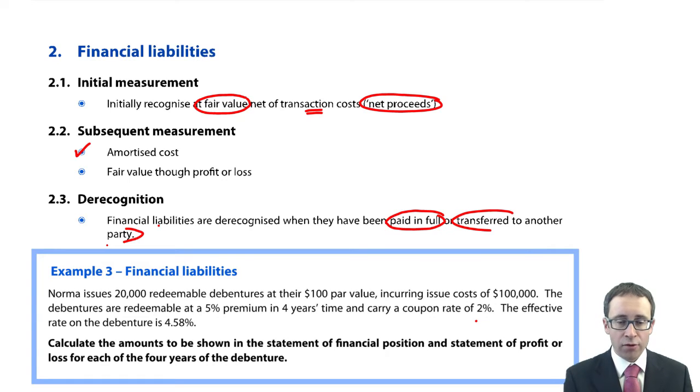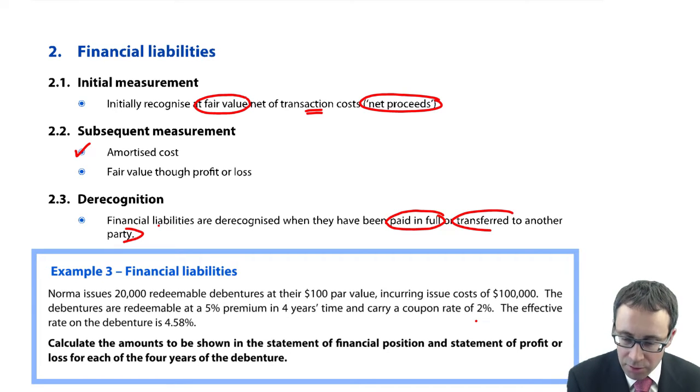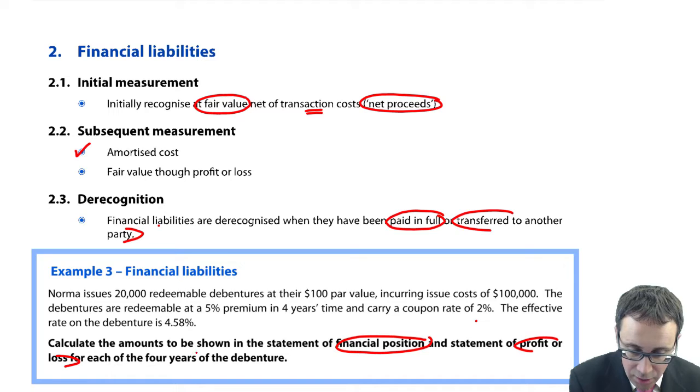Let's have a look at the little example at the bottom of the page. Nothing different from what you've seen previously at F7. If you want, feel free to have a go yourself and stop the video. It's your choice. It wants us to calculate the amount to be shown in the statement of financial position and the statement of profit or loss for each of the 4 years of this debenture.